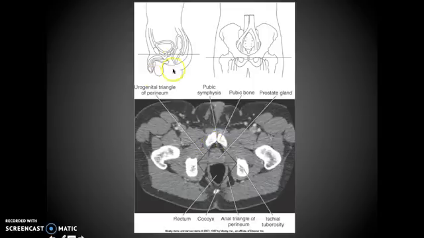So looking here, this is a male. If you just saw this view, you wouldn't know, but here they give you the sagittal to let you know. So you have your pubic symphysis with your pubic bone, your prostate, and your urogenital triangle, and then your anal triangle. You can see the rectum within there. So there's the coccyx, your ischial tuberosity.